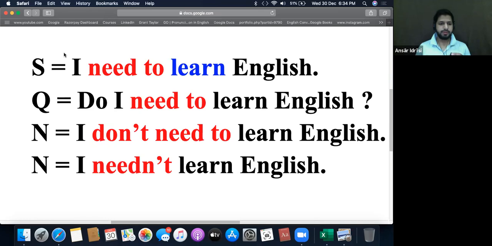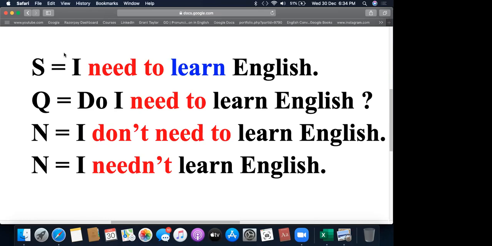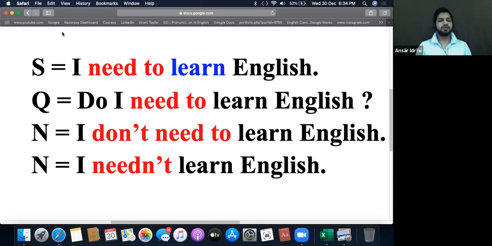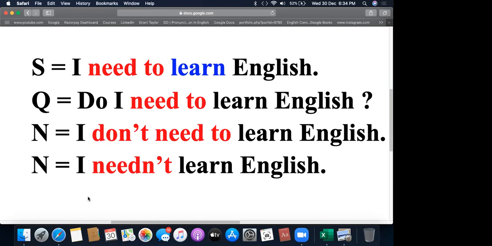I need to complete homework. Do I need to complete homework? I don't need to complete homework. My homework. Good. Next. I need to pay attention. Do I need to pay attention? I don't need to pay attention. Good. I need to build up the confidence. Do I need to build up the confidence? I don't need to build up the confidence. Good. I need to climb a mountain. Do I need to climb a mountain? I don't need to climb a mountain. I need to travel. Do I need to travel? I don't need to travel.